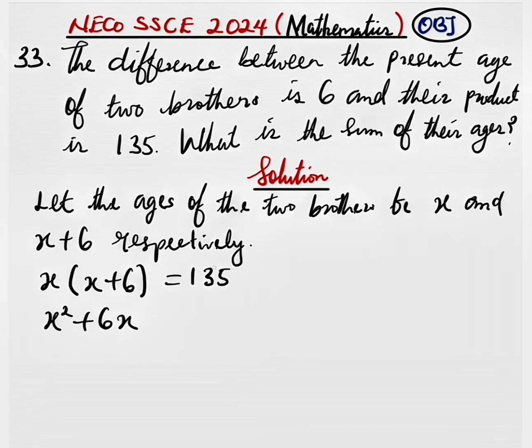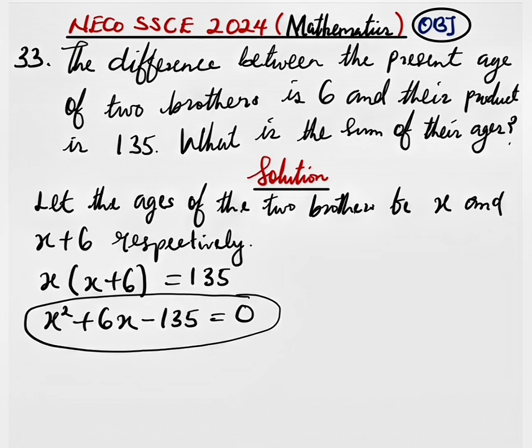Then we move 135 from the right hand side to the left hand side of the equation. And this is going to give us negative 135 because it crossed the equality symbol, equal to 0. Now what we have here is a quadratic equation, and there are different ways of solving a quadratic equation, but we are going to employ the factorization method.